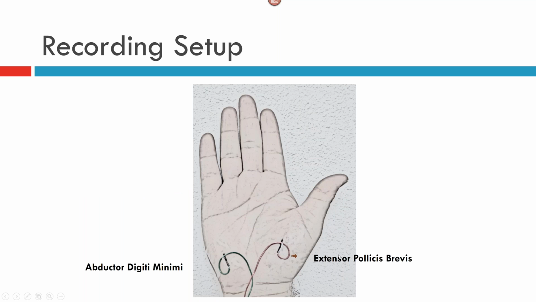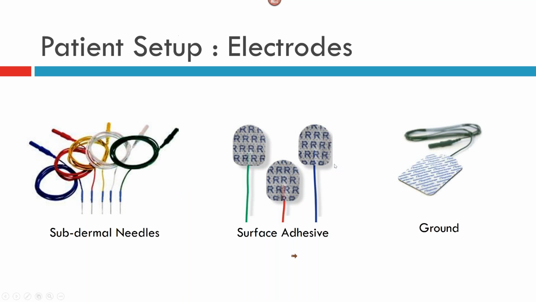Abductor digiti minimi and extensor pollicis brevis or abductor pollicis brevis for the ulnar and median nerve. So the electrode we are going to use, we use the subdermal needle electrode for recording. We use a subsurface electrode for stimulation, and then we need to have a ground pad. The ground pad is best with a big square, 2 to 3 centimeters.